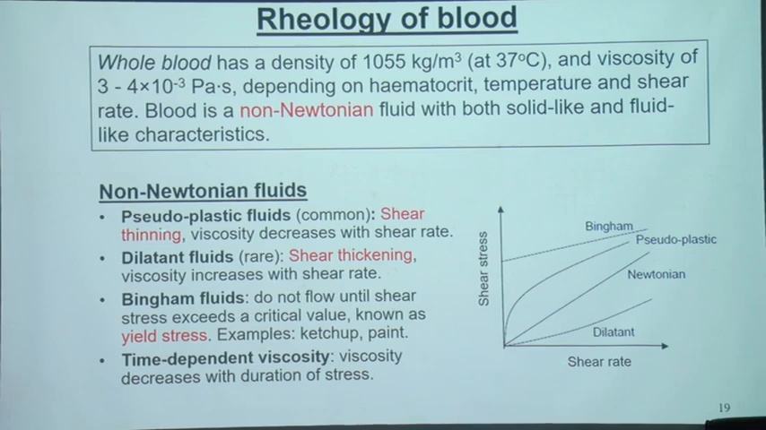So for instance, the pseudoplastic fluid, which is quite common, is also known as the shear thinning fluid. In this case, the viscosity will decrease as the shear rate increases. So at low shear rate the viscosity is high, and at high shear rate the viscosity is low. Blood is an example of a shear thinning fluid. There could be other types of fluids represented in this diagram, but we're not going to look at them. Just know that blood is a shear thinning fluid.